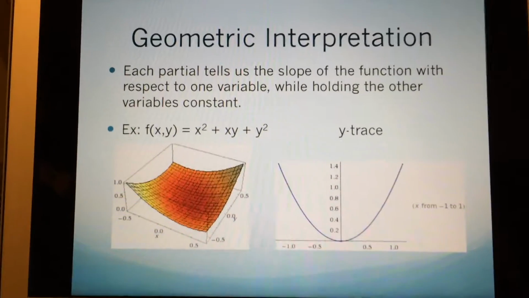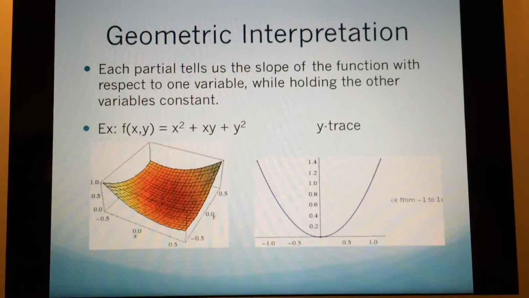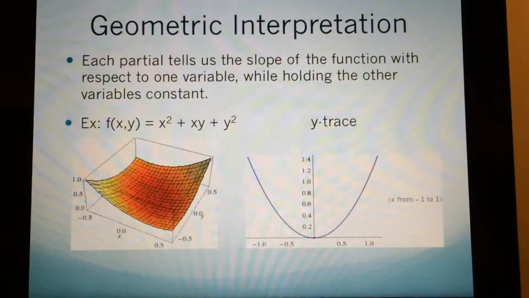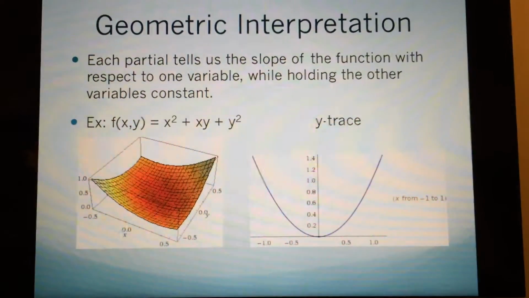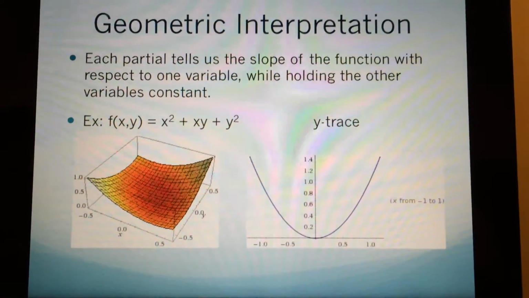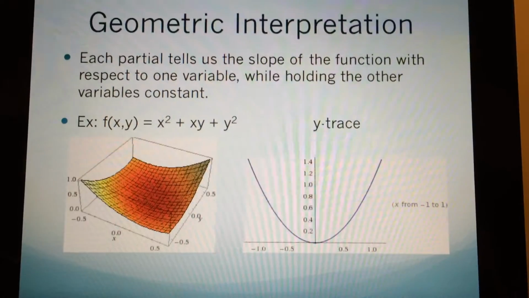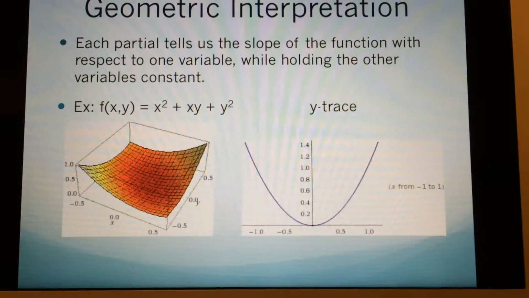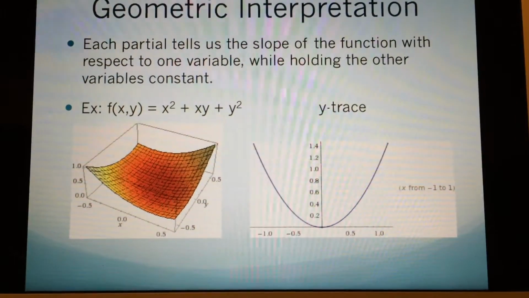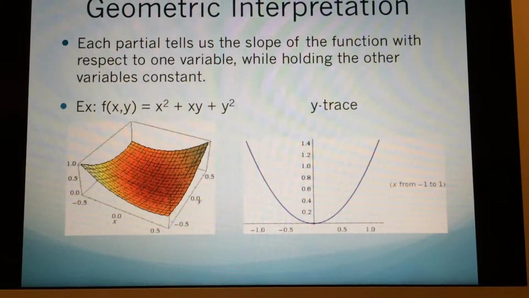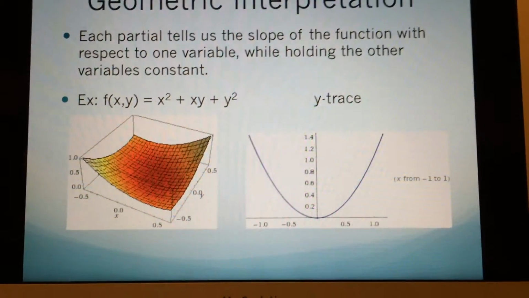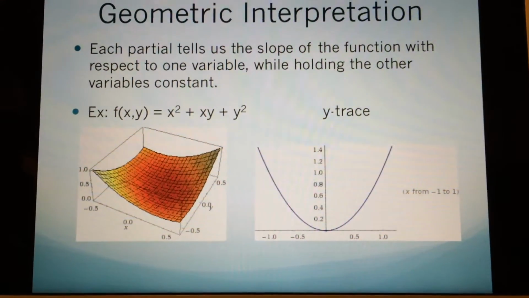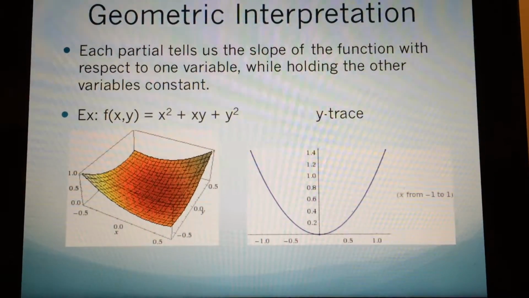Alright, so now we're going to explain the geometric interpretation of partial derivatives. Each partial tells us the slope of the function with respect to one of the variables while we're holding the other variables constant. For example, if your function of x and y is x squared plus xy plus y squared, you're going to get a shape that looks like the graph on the left-hand side of the screen. It's kind of hard to visualize a rate of change in 3 dimensions, so we want to put it in something that makes it easier to visualize, like 2 dimensions. And how we do this is we set one of the variables constant.